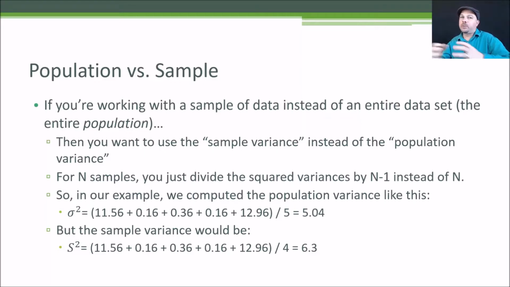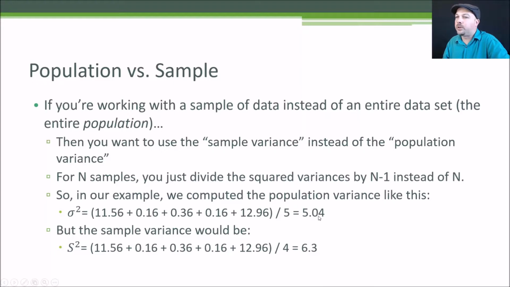So if you're working with a complete set of data, a complete set of observations, then you do exactly what I told you. You just take the average of all the squared variances from the mean, and that's your variance. But if you're sampling your data, if you're taking some subset of the data just to make computing easier, you have to do something a little bit different. Instead of dividing by the number of samples, you divide by the number of samples minus 1. Okay? So let's look at this example. In the example we just had, the population variance is exactly what we did.